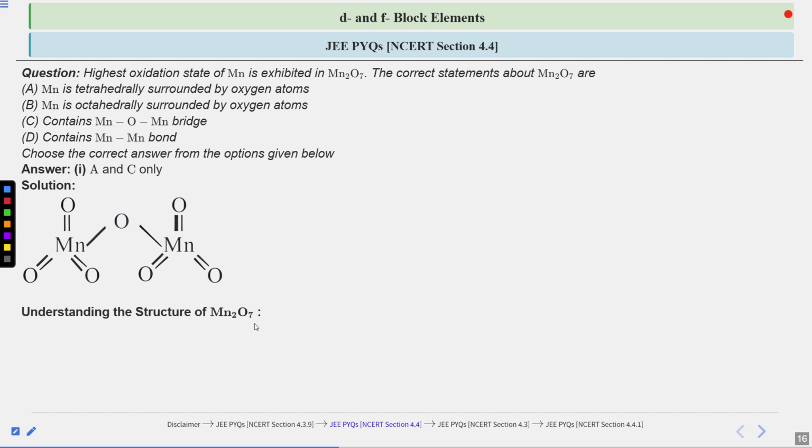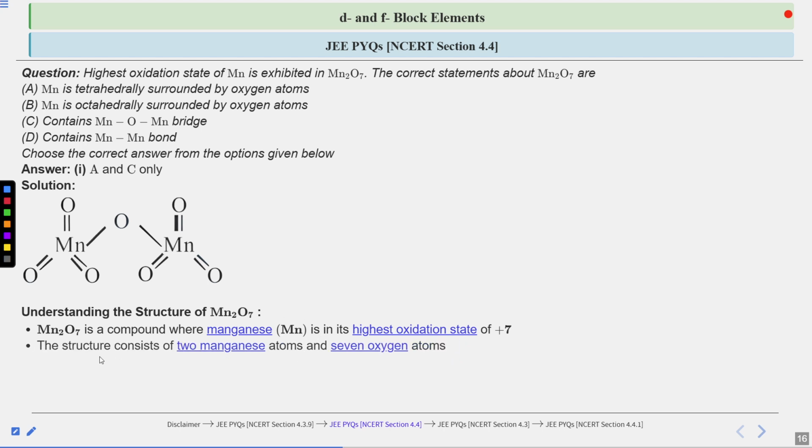Now, Mn2O7 is a compound where the manganese is having +7 oxidation state, which is the highest oxidation state shown by manganese. The structure consists of 2 manganese atoms and 7 oxygen atoms. 3 here, 3 here, 1 is here between the two manganese. Okay. Let's analyze each option one by one.